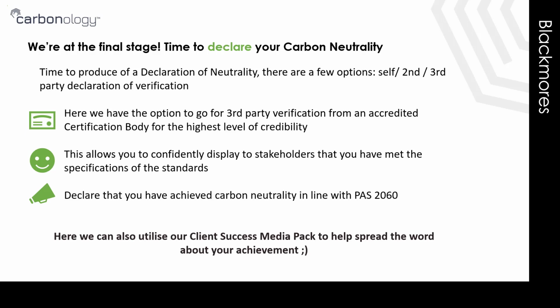This is where you would get an accredited certification body to go over what you've achieved, look into the data and then put their name to it. This, as I mentioned, is generally accepted as the most credible way to confidently demonstrate to your stakeholders that you have fulfilled the specifications of the standards. So there is definitely a trade-off between credibility and cost for these different options. There is a final part of that, which is celebrating your success. At Blackmores we have a client success media pack, which we can use to help spread the word of your success.